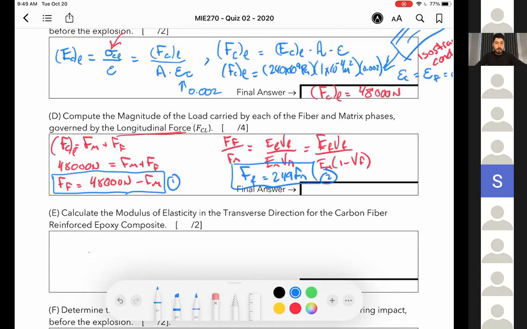Okay, so let's continue. Right now we have two equations, two unknowns. We know how to do that, right? Substitute one into the other and solve. I would do it, I'm just running out of room. So at the end, we're going to get Ff is equal to 47,808 newtons, and Fm is equal to 192 newtons. Okay?